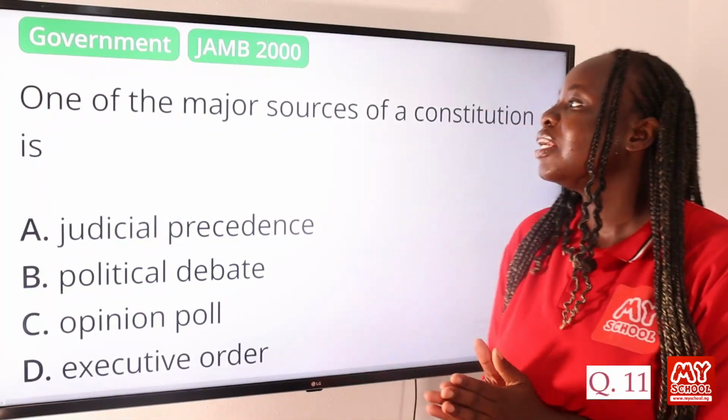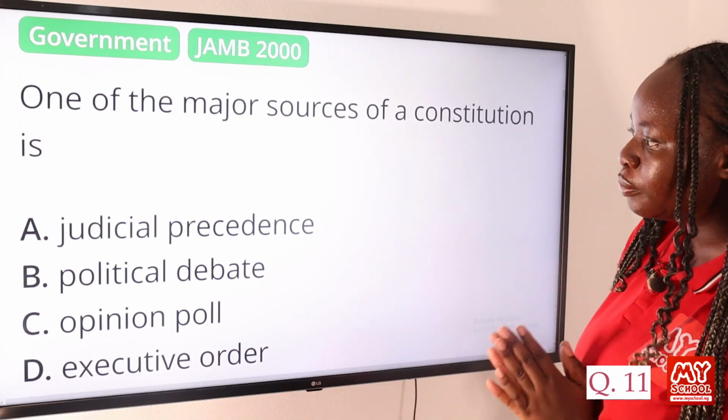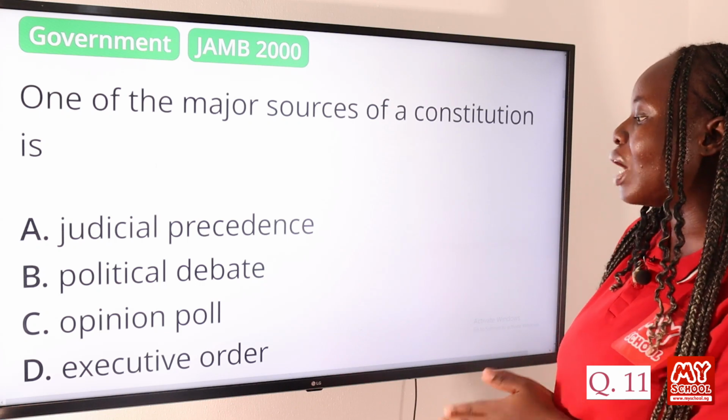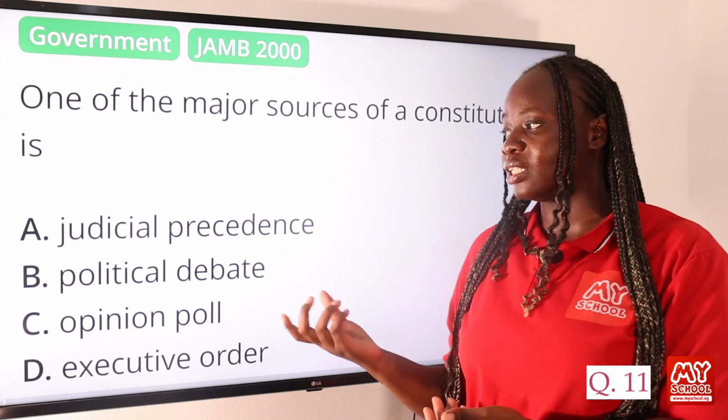Question 11. One of the major sources of a constitution is A, judicial precedents, B, political debate, C, opinion poll, and D, executive order. So the answer to this question is option A, judicial precedents.